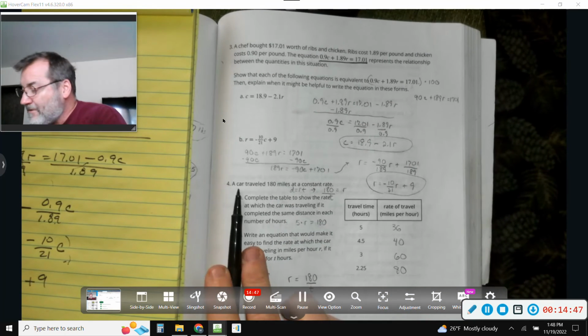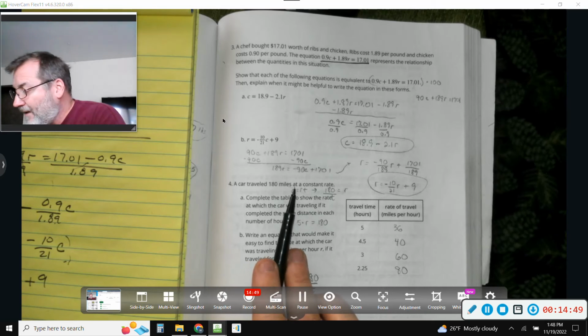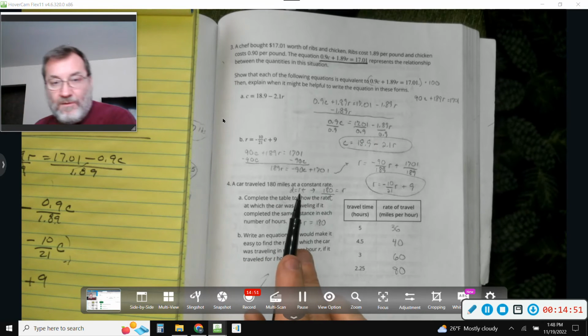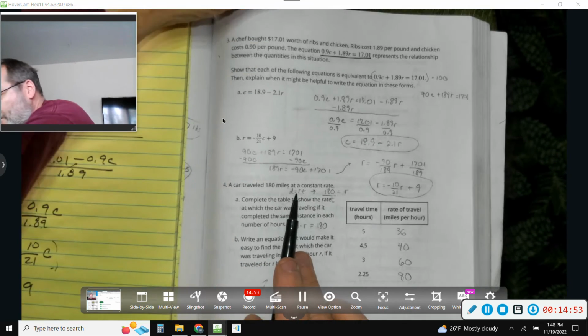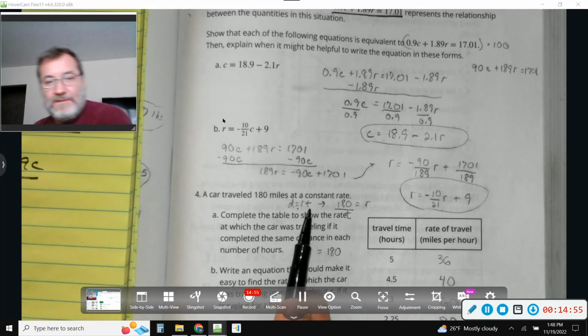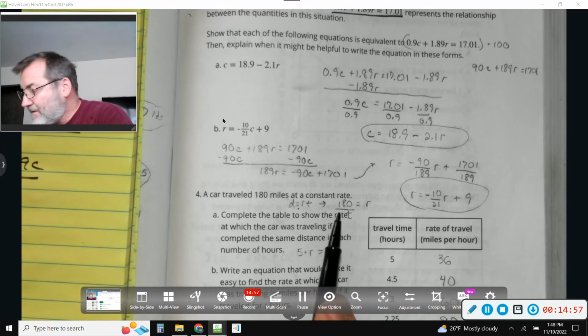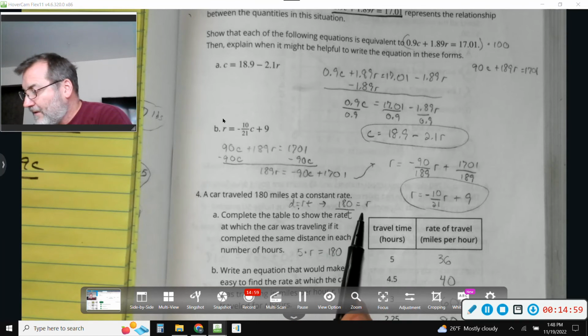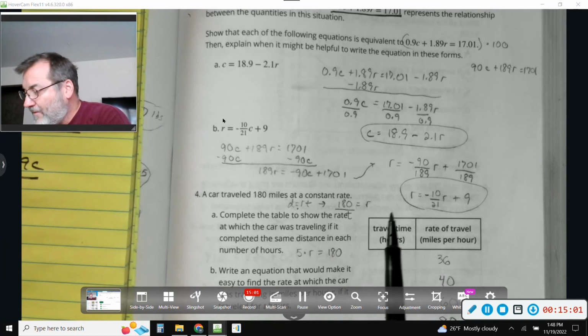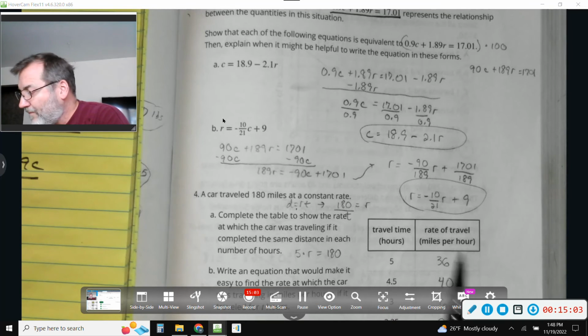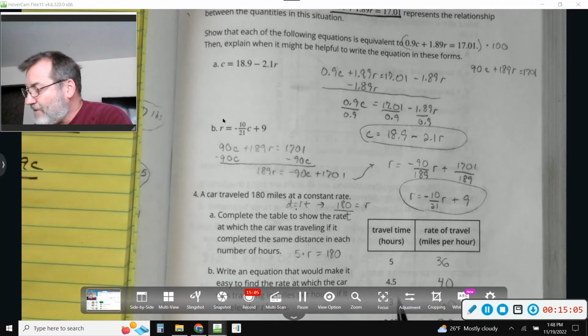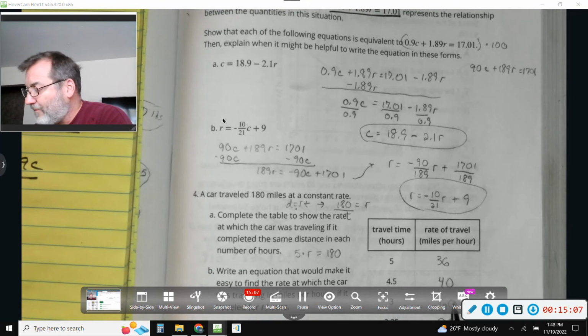Number 4 says a car travels 180 miles at a constant rate. So we're just going to use the good old-fashioned dirt equation: distance equals rate times time. So the distance is 180 miles. The rate we don't know, and the time we don't know yet, but we're going to get a little bit more information on here. They're going to give us some travel times. We've got to figure out the rate.